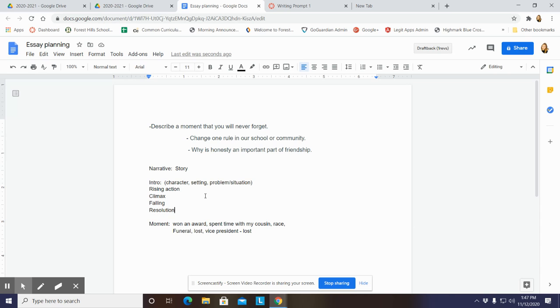The thing that I'm looking for in these essays is that you really develop a beginning, middle, and end. Because so far we've been working more with the analytical essays, just the middle part, just the body paragraph. So we're looking at all parts of an essay now.